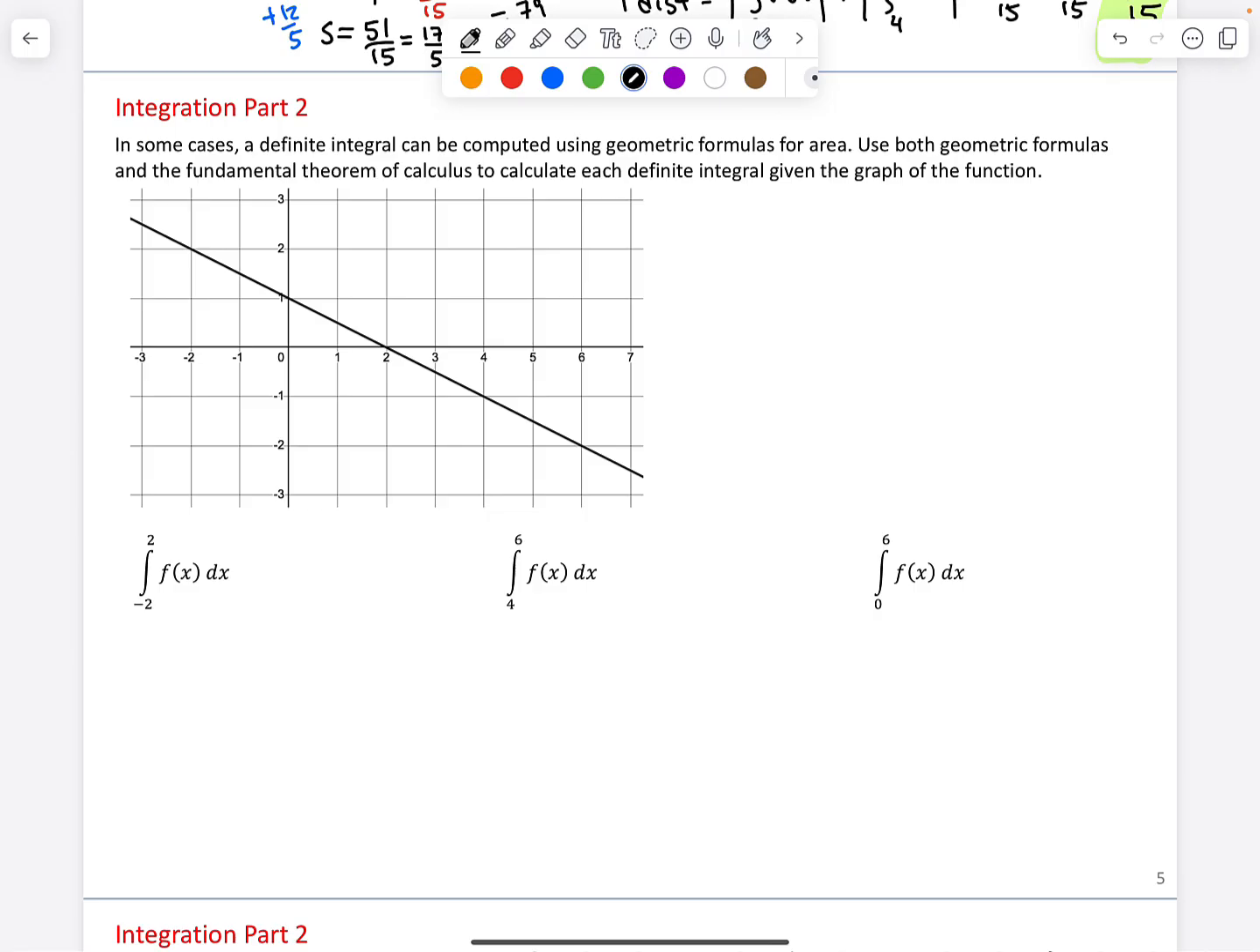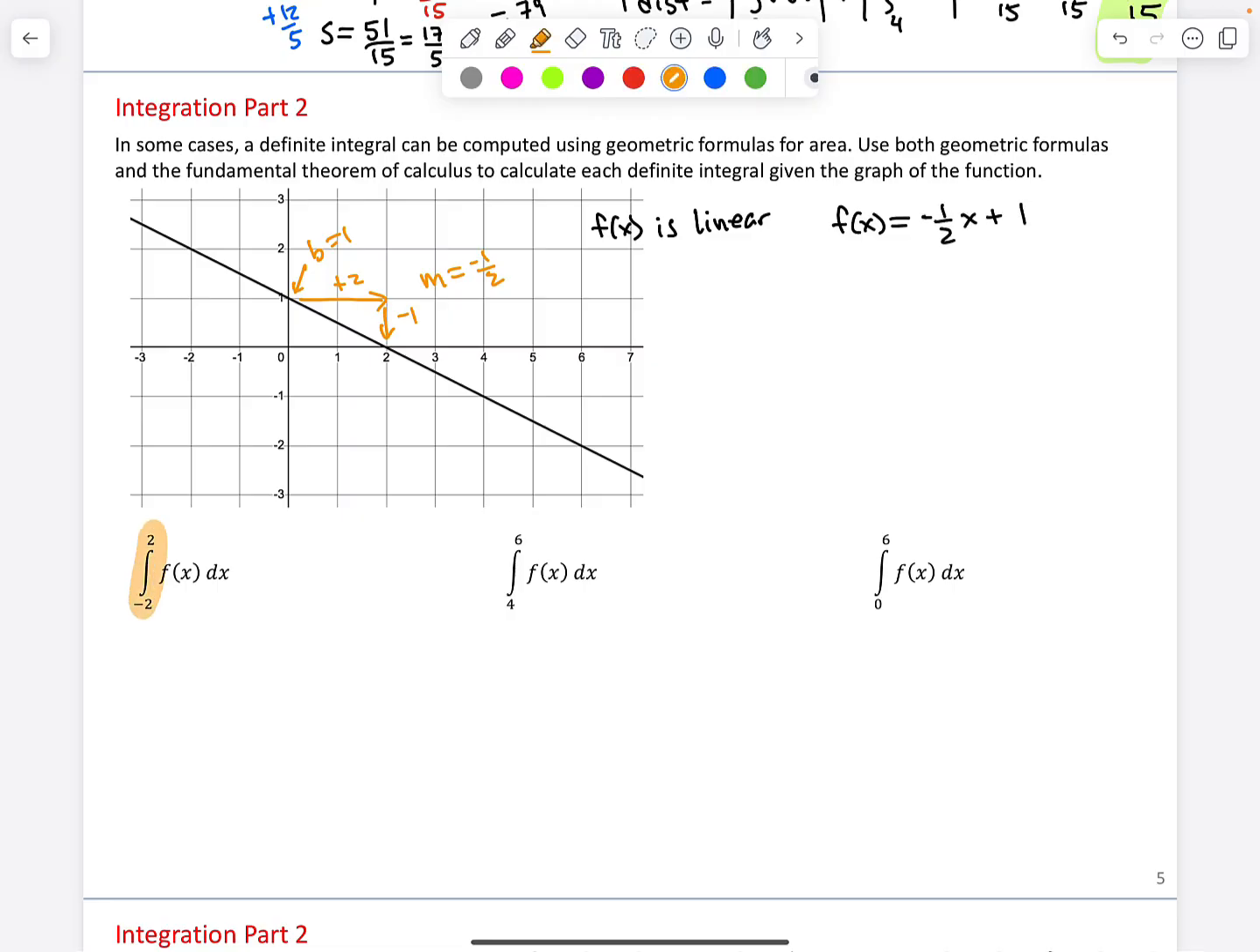In some cases, a definite integral can be computed using geometric formulas for area. Use both geometric formulas and the fundamental theorem of calculus to calculate each definite integral given the graph of the function. Well, this function is linear, so we will want to find its equation. We can clearly see the y-intercept is 1, and we have a slope of rise over run of -1/2. So I can go straight to mx plus b form and say -1/2 x plus 1.